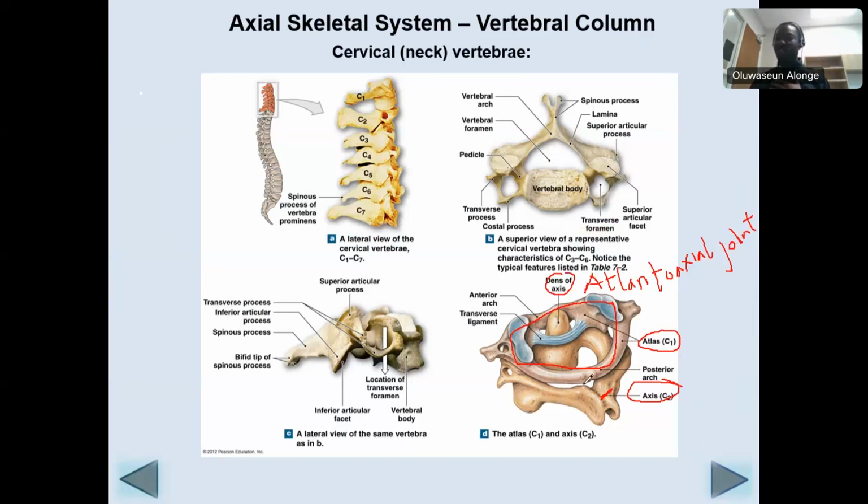That's the joint that moves, that makes you say no. All right, that is the joint right there. Now you see that C1 does not have the dens, obviously, and it doesn't have this vertebral body, which we call centrum. This is called centrum of vertebral body. C1 doesn't have that. C1 is just like a ring.